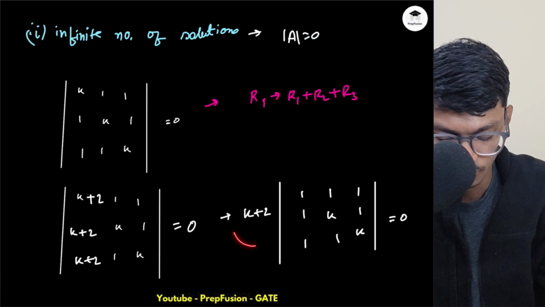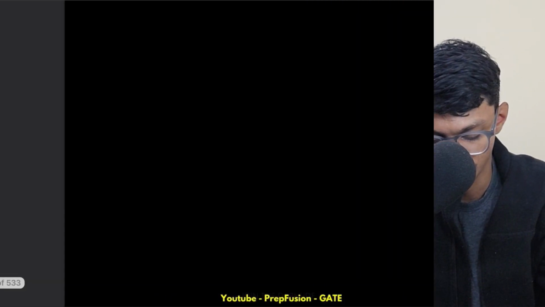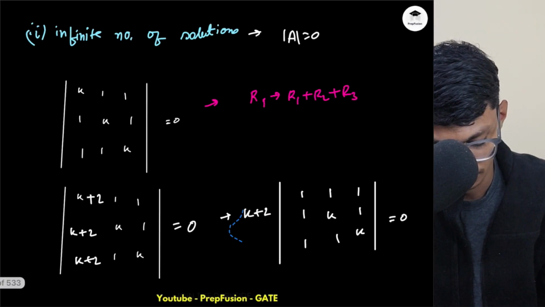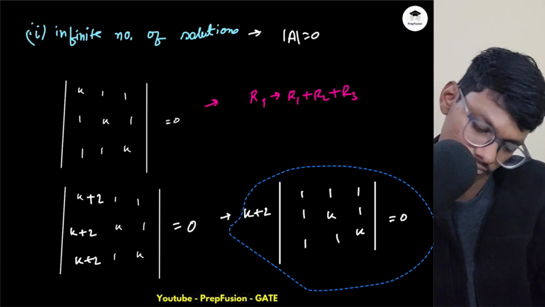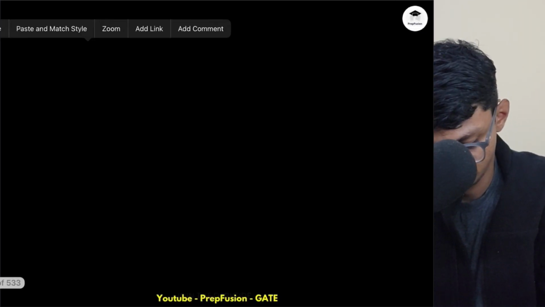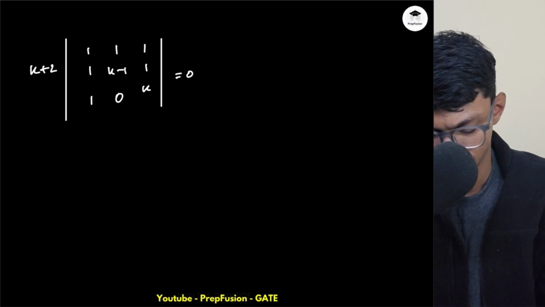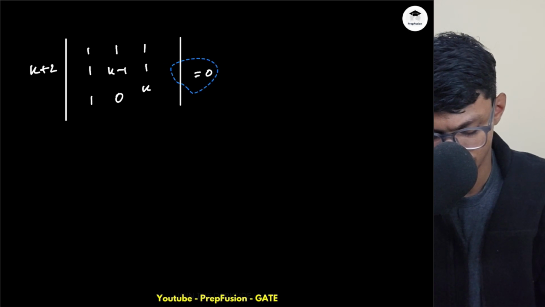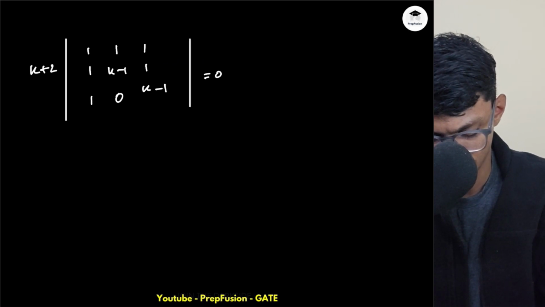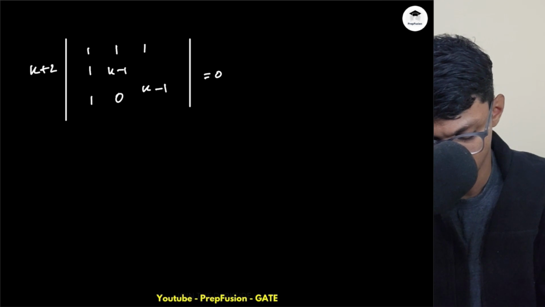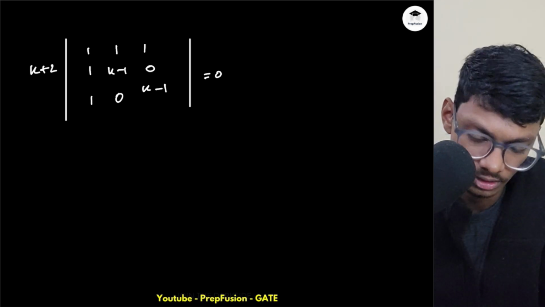So if k equals to 2, then this whole thing will become 0. So that is one valid value. So let us further solve this one. So this will become, basically this is 1 1 1. So this will become k minus 1, and this will be 0. Okay, k minus 1 and 0.